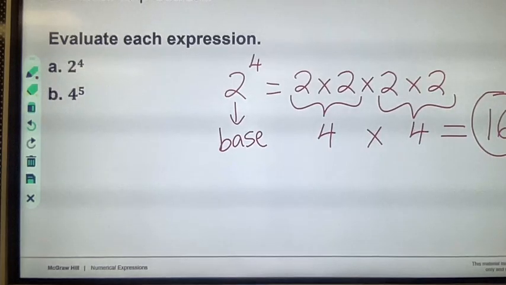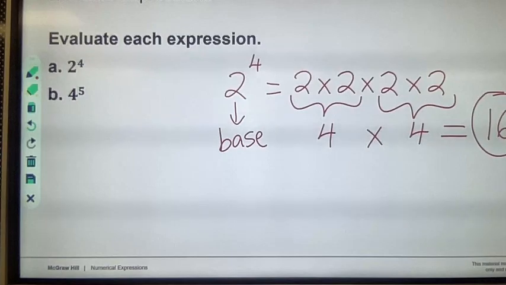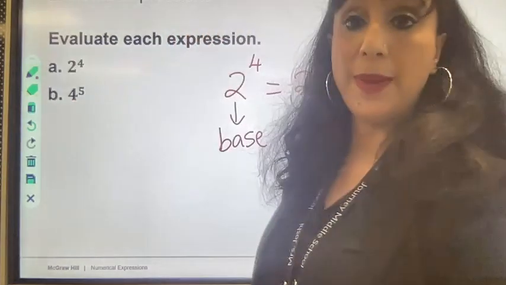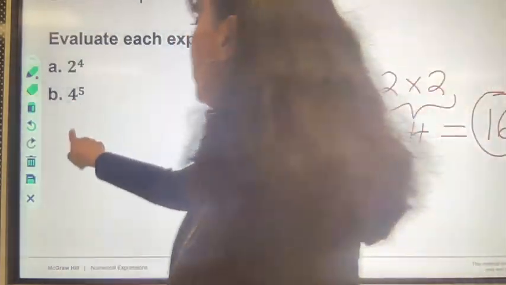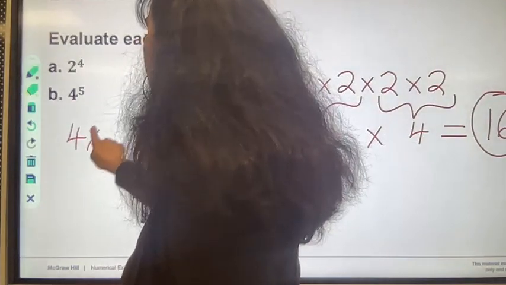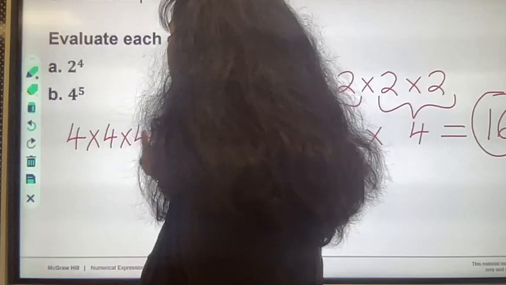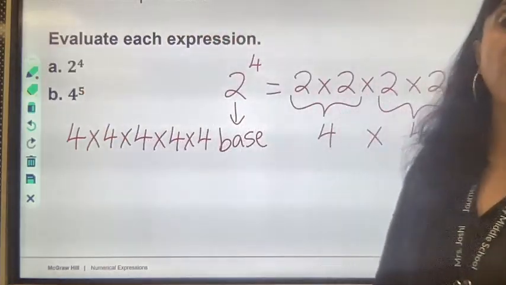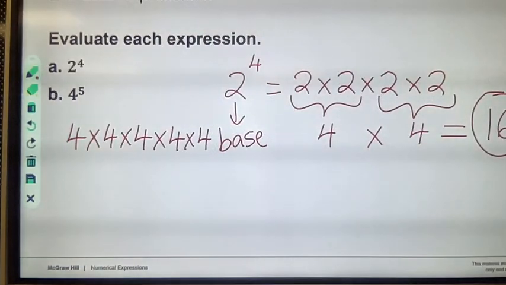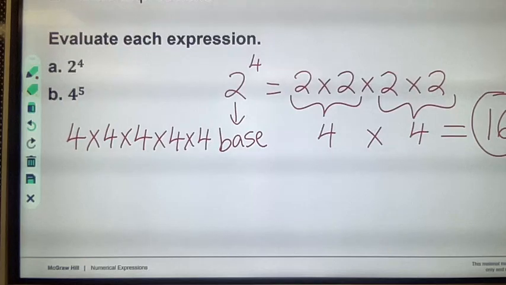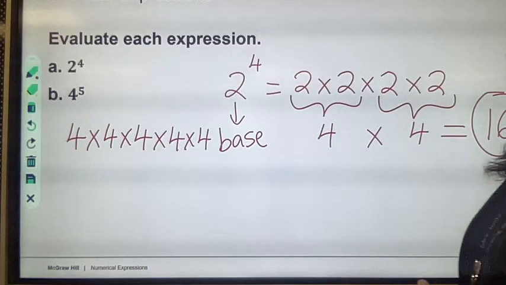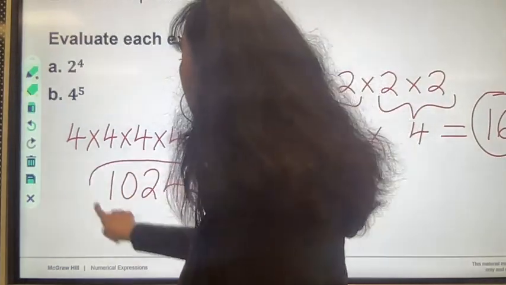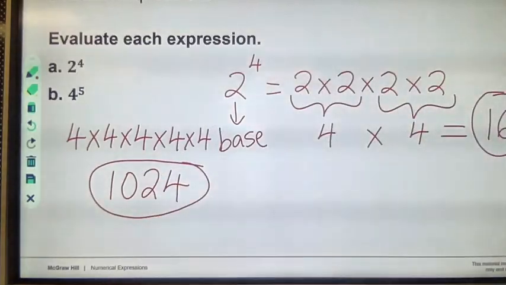Okay, let's evaluate the next one. So we are going to use 4, which is my base, and I am going to multiply it how many times? 1, 2, 3, 4, and 5, because it's raised to the 5th power. So I'm using 4 as a factor 5 times, and when I multiply this, I get 1024 as my answer.